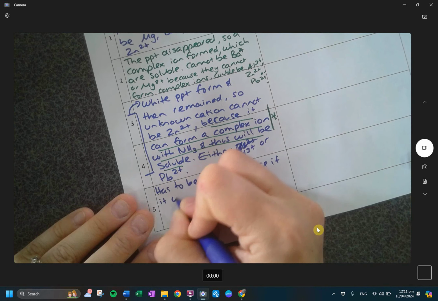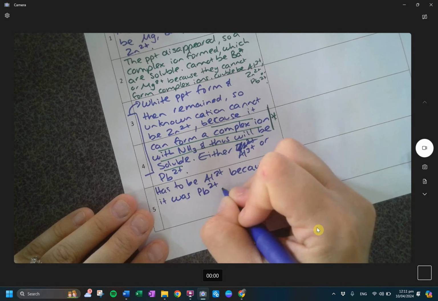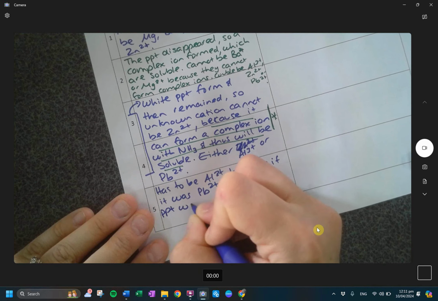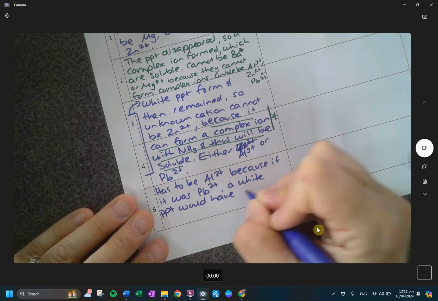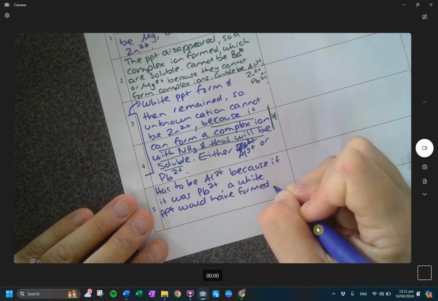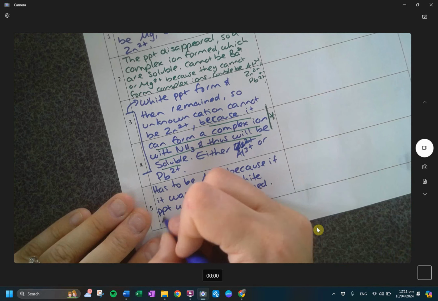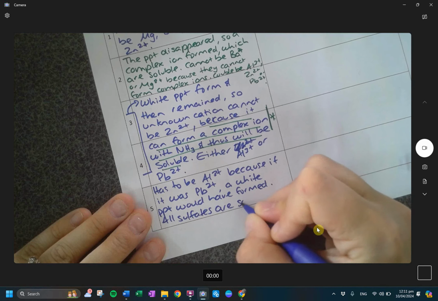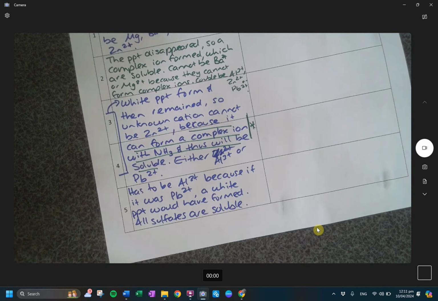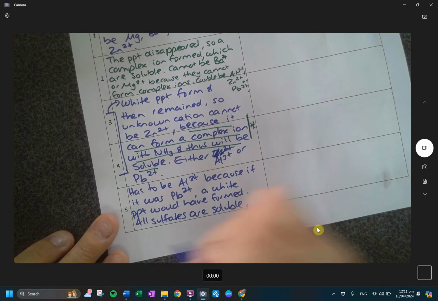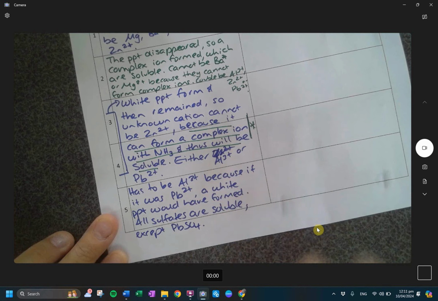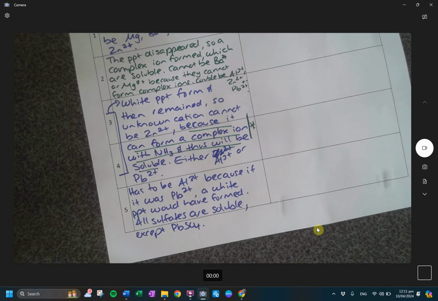if it was Pb2+, white PPT would have formed. All sulfates are soluble. Yep. Except lead sulfate, if you want to write that down there. So that's why lead is going to form a precipitate, whereas aluminium will not.